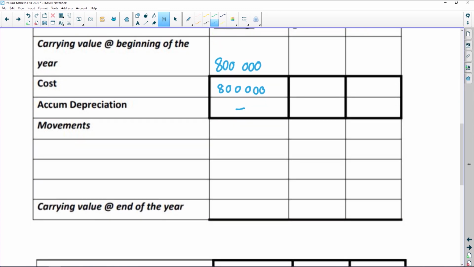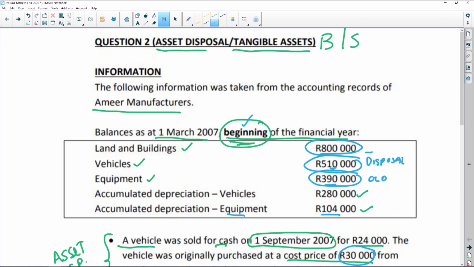Then how will carrying value change from the beginning of the year? We now look at movement. Remember, you could have an addition, and additions are always recorded at cost. You could have a disposal, and disposals are obviously at carrying value. And for land and buildings, there's no depreciation, but we're just going to fill this in for now.